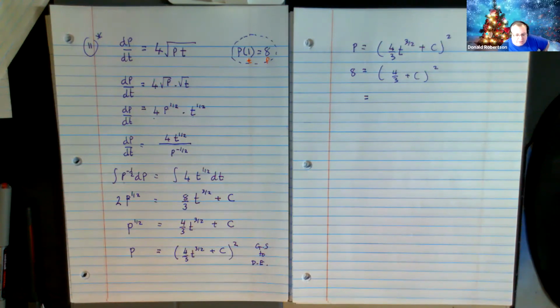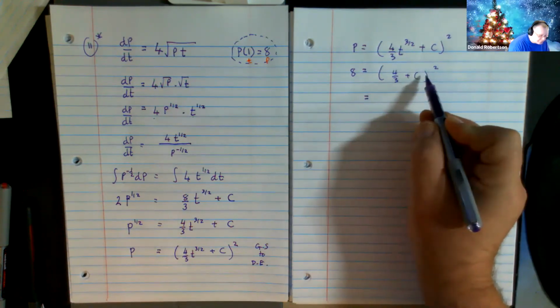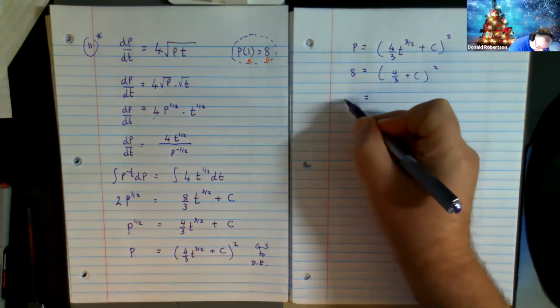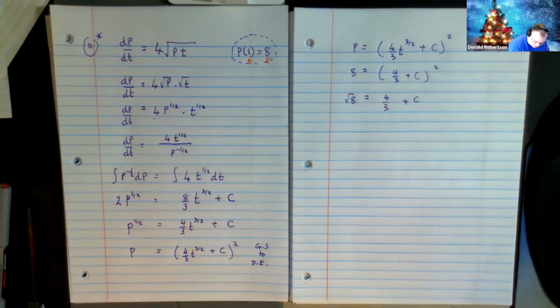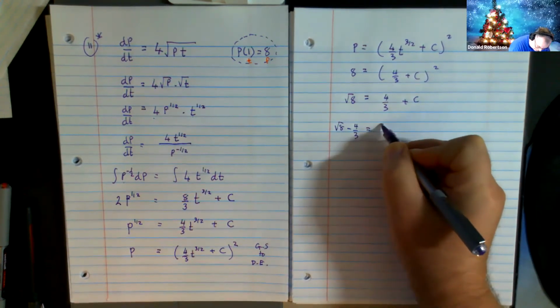We have to try and make sure that the answer to C, even though it's going to be downright ugly, has to be an exact value. So I'm not going to find out what the square root of 8 is as a decimal, because that wouldn't be an exact value, right? That'd be a rounded off decimal estimate. So would you agree the first thing I need to do is the square root of both sides? So I'm going to have the square root of 8 is 4/3 plus C. And then I'm going to subtract 4/3 from both sides to get C.